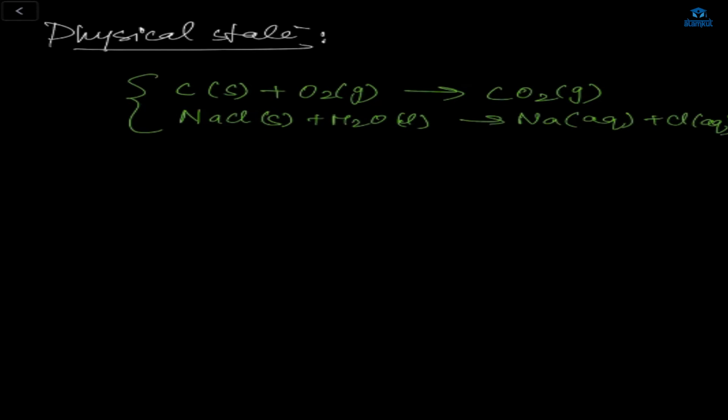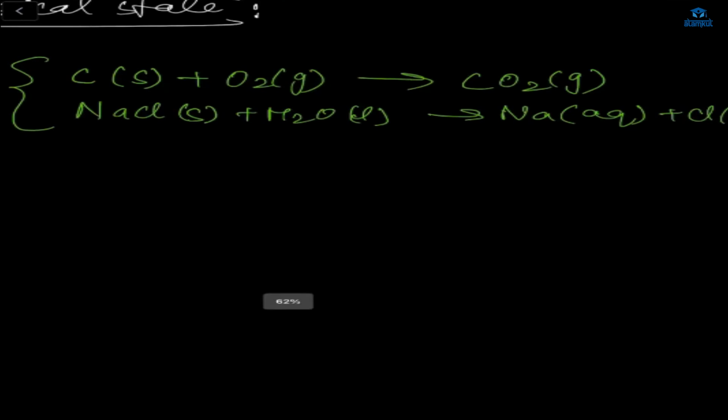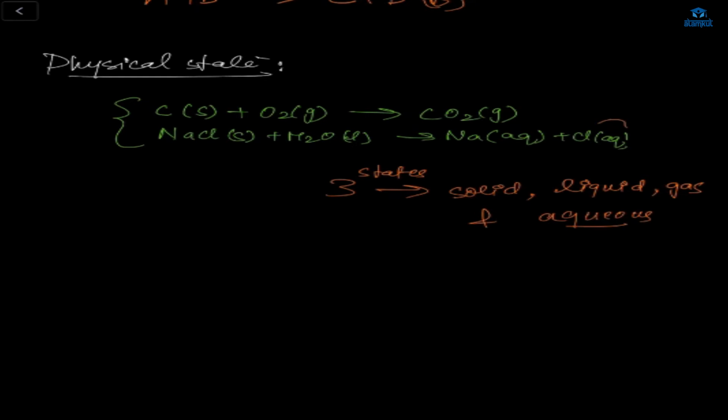So here, how many states are we showing? Can anyone tell me? How many states are here? Three. Solid, liquid, and gas. Yes, that's correct. But here we have four states: solid, liquid, gas, and the last one is aqueous. AQ is aqueous.